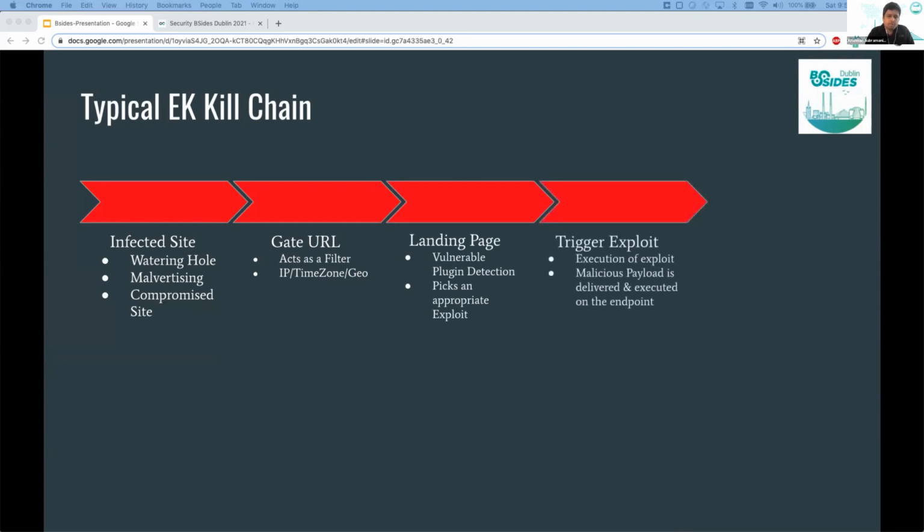The next step is to actually trigger the exploit. Upon successful exploitation, a malicious payload is delivered to the endpoint and executed within the context of the browser process itself. Lastly, most exploit kits come with an administration or management interface, which lets exploit kit authors track statistics like the number of successful infections, IP blacklisting, and also manage the different payloads that will be delivered after a successful exploitation.